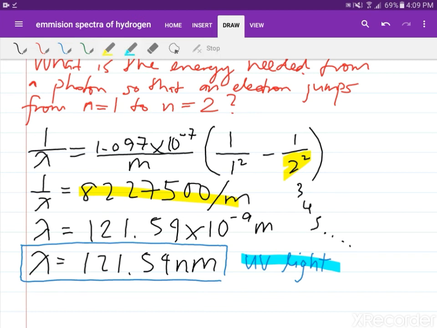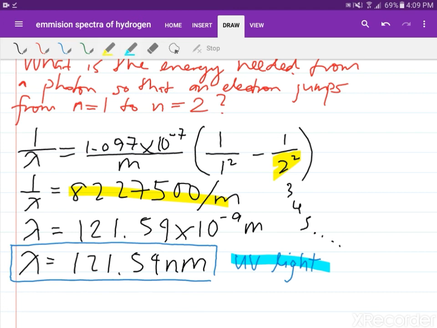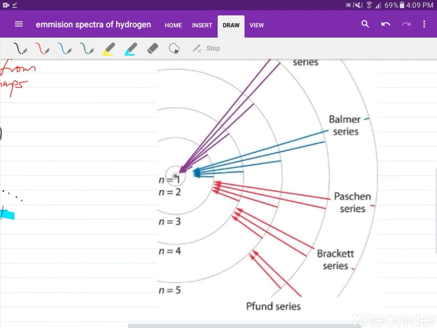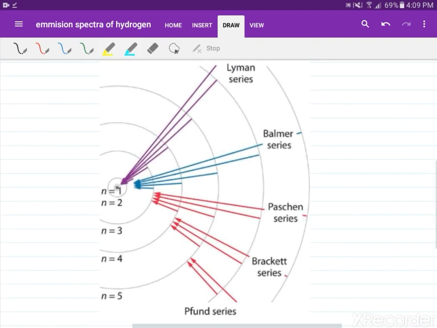So this behavior is actually observed by Lyman, and he called it the Lyman series. So the Lyman series is the series of UV wavelengths that is required for light so that it can jump an electron from the ground state n equals 1 to all other states here.